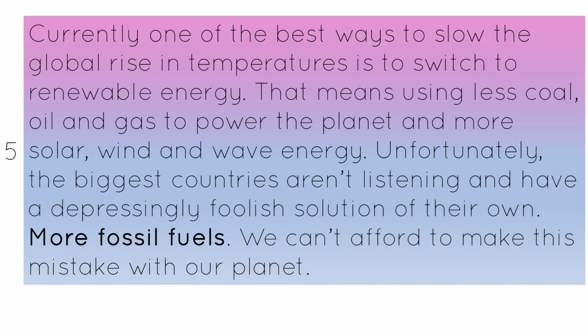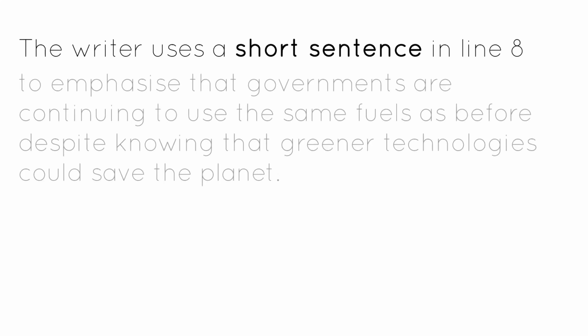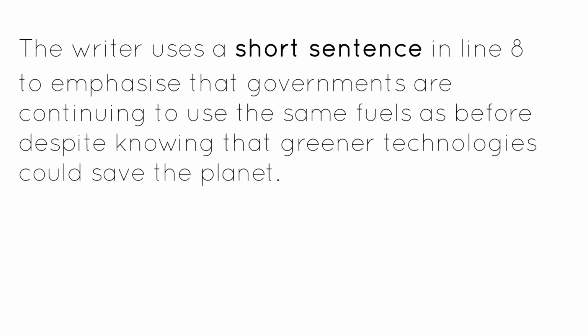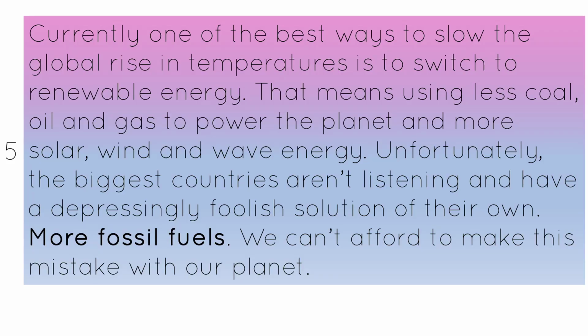There it is. 3 words again, more fossil fuels. So, as with all short sentence questions, we start in the same manner. The writer uses a short sentence in line 8 in this case, and I would quote it, more fossil fuels, seeing as it's so short, to emphasize that governments are continuing to use the same fuels as before, despite knowing that greener technologies could save the planet. So I try to use my own words as far as possible, and this shows that governments aren't listening because they're basically continuing with their same actions. And that would get me 2 marks.